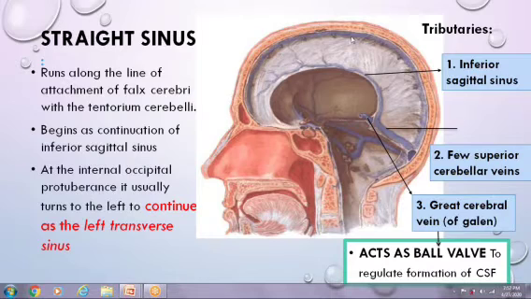Now we'll see the tributaries of the straight sinus. The first tributary here is the inferior sagittal sinus. The next is the superior cerebellar vein. And the third tributary is the great cerebral vein of Galen. This great cerebral vein of Galen is formed by the union of the two internal cerebral veins at the base of the skull.